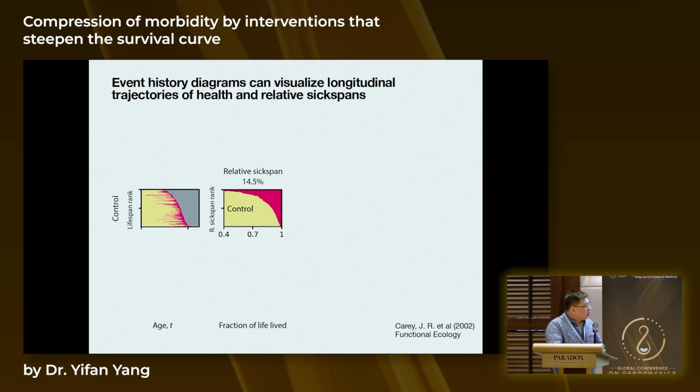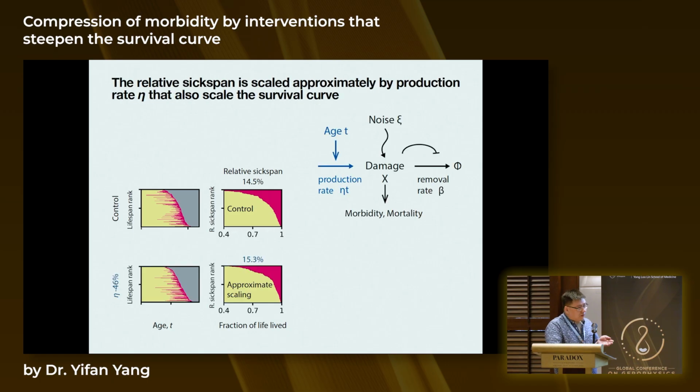Now if we simulate the model again for hundreds or thousands of individuals, we get this kind of longitudinal plots, where in each row we plot the healthspan, sixspan, and lifespan. So this is our control group. The relative sixspan is at 14.5%. And again, if we decrease the damage production rate, we get a scaling survival curve. The survival curve looks almost exactly the same, and the relative sixspan is slightly increased, but almost the same.